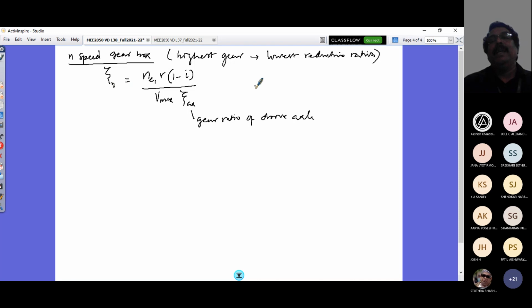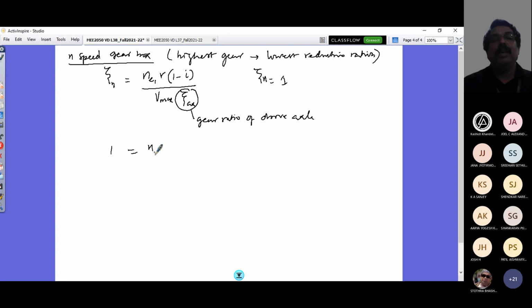If I consider eta n equals 1, what I mean by that is, if I put here this 1, I get straight away whatever I get from the engine, and that is what is deciding my Vmax. That would decide my highest gear selection, and that would facilitate to know what is my gear ratio of the drive axle, right?